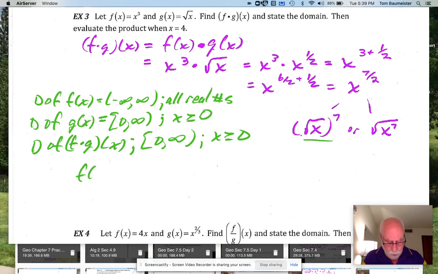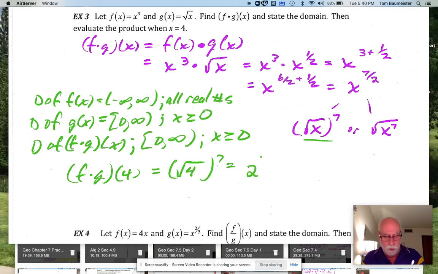So f times g of 4 is equal to, again, it doesn't matter which one you put it in. I think I'll put it in the first one because that one looks easier. Because again, I know that the square root of 4 raised to the 7th power I can write as 2 raised to the 7th power. Plug that into your calculator. We'll get 128.